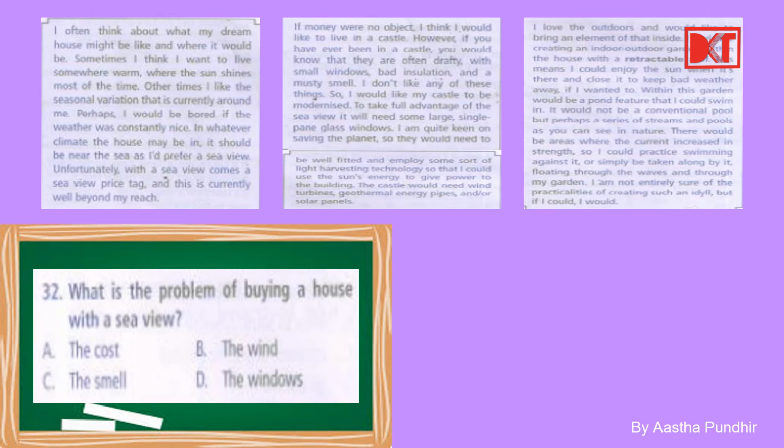Alright, now next. What is the problem of buying a house with a sea view? The cost, the wind, the smell, or the windows? Here, what was the problem with this person buying a house with a sea view? Here, I'd prefer a sea view. Unfortunately, with the sea view comes a sea view price tag, which is currently well beyond my reach. So, the problem is the cost. Okay.